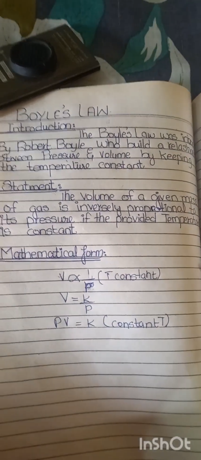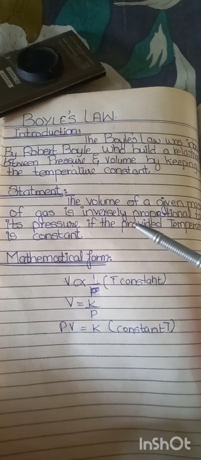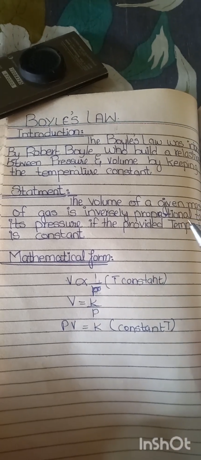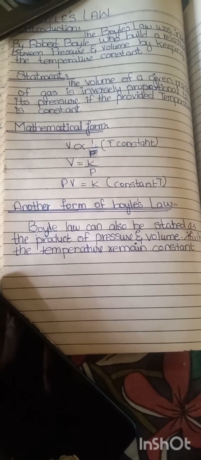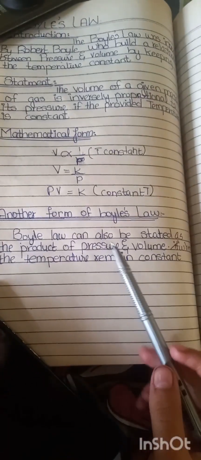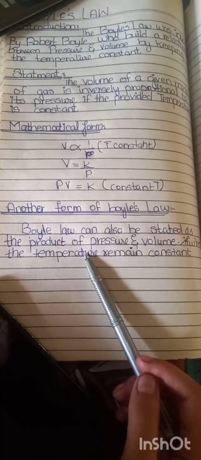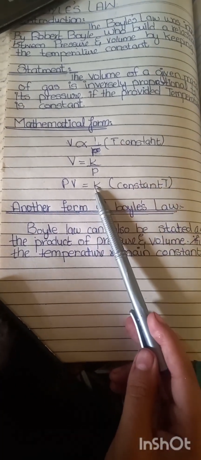If you get a short question about Boyle's law, then you have to write the introduction, statement and mathematical form. But if Boyle's law is asked in the long questions, then you have to go further. Now, there is also another form of writing Boyle's law. Boyle's law can also be stated as the product of pressure and volume is constant when the temperature remains constant.